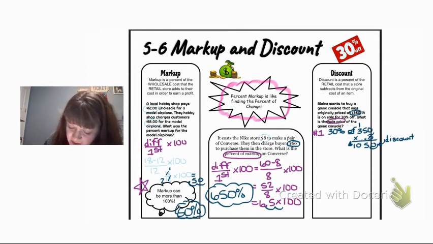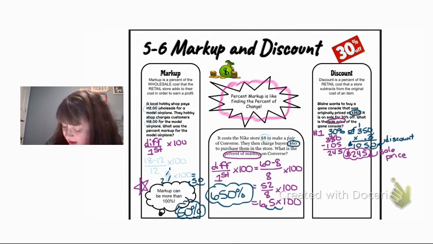But since our question is, what is the sale price? I now have to take $350, which was the original cost, and then subtract my savings of $105. And so the sale cost would be $245. That is the sale price. So the savings was $105 and the sale price would be $245.